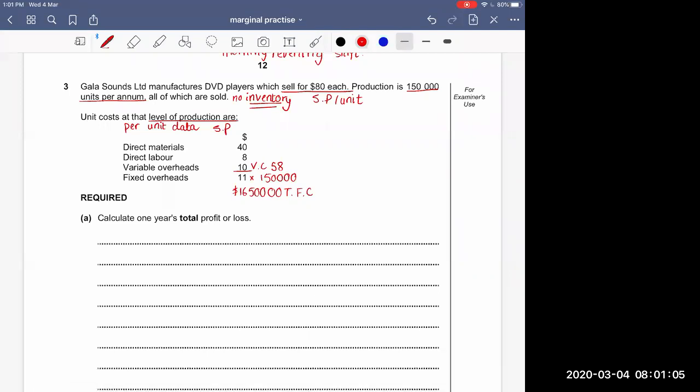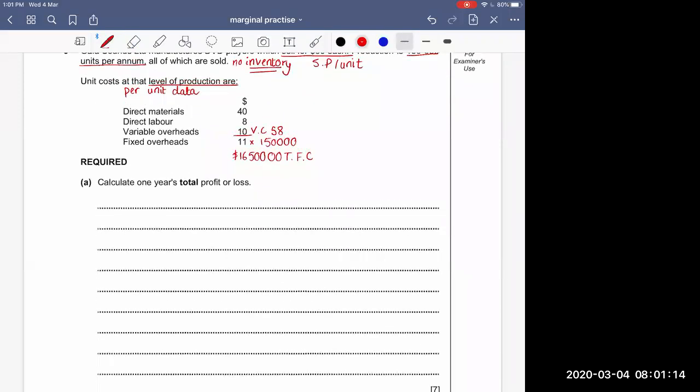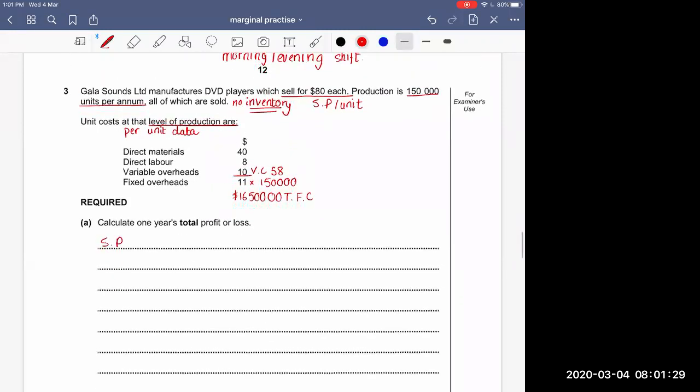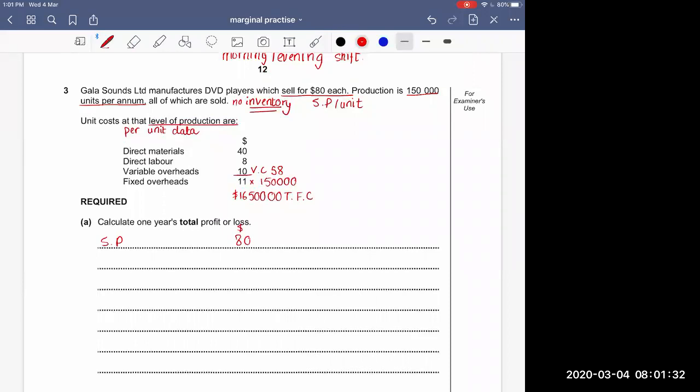Calculate 1 year's total profit or loss. The profit calculation is easier. We can use multiple different techniques to calculate profit. One is to use total revenue minus total cost. The other is contribution per unit into output level minus fixed cost. We will be using the contribution technique. What was our selling price? That was $80. Less variable cost. And what is our variable cost? 40 plus 8 plus 10, that makes 58. The contribution per unit comes to 22.